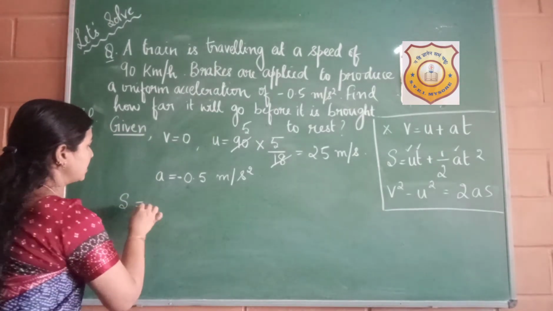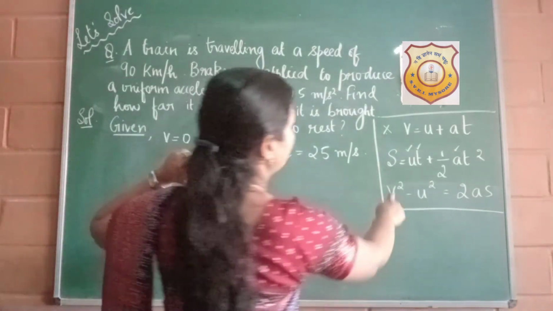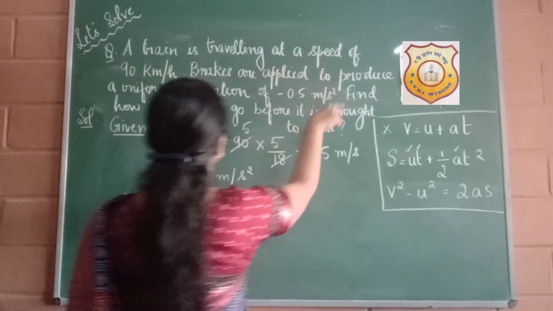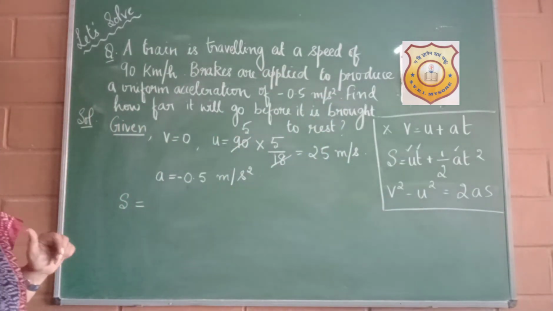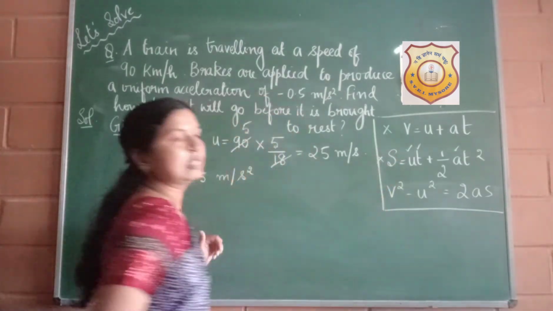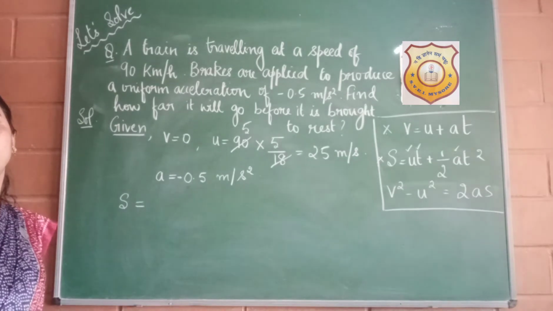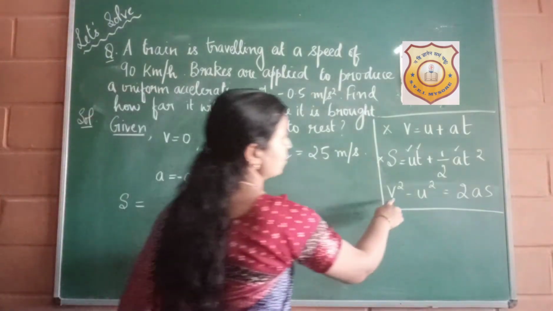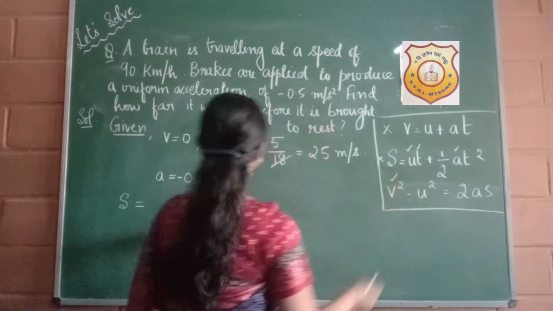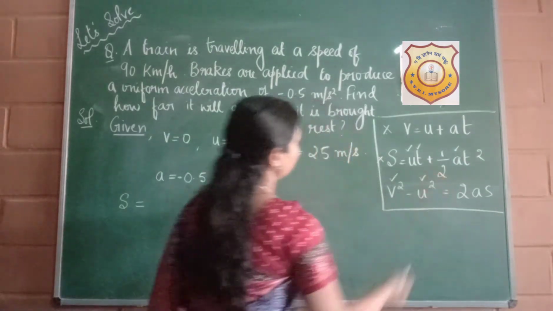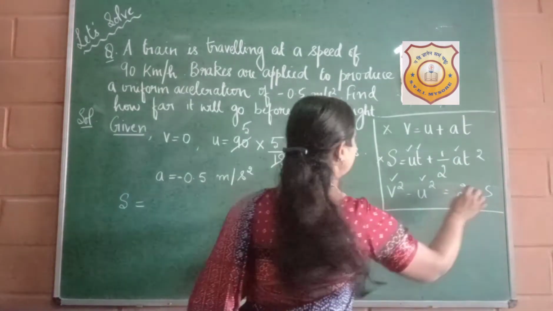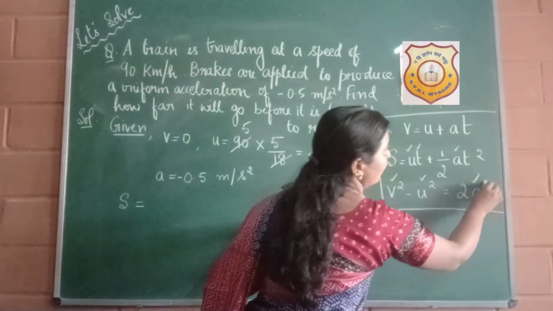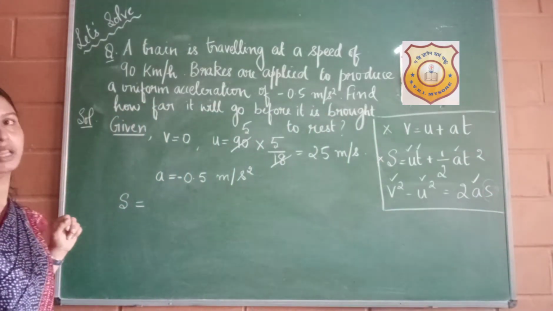We have to find the distance. So look here, in this we have to find the distance. So we have to use either the second or the third equation. But in this problem they have not even mentioned time at all. So we cannot use the second equation of motion, because there we can find the distance using all these quantities along with time. But in the third equation of motion, v is given 0, u is also given 25 meter per second, a is given minus 0.5 meter per second square. So s is what we have to find. So we will use the third equation of motion.